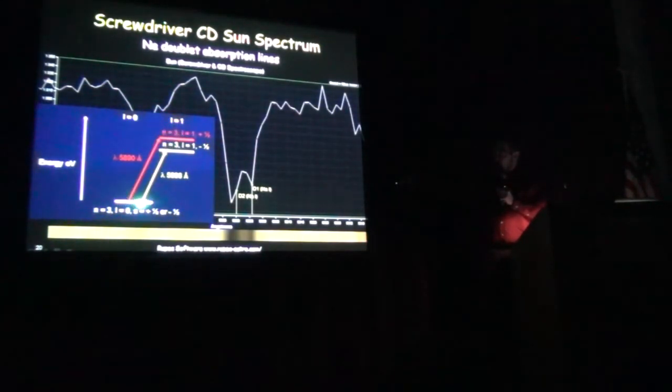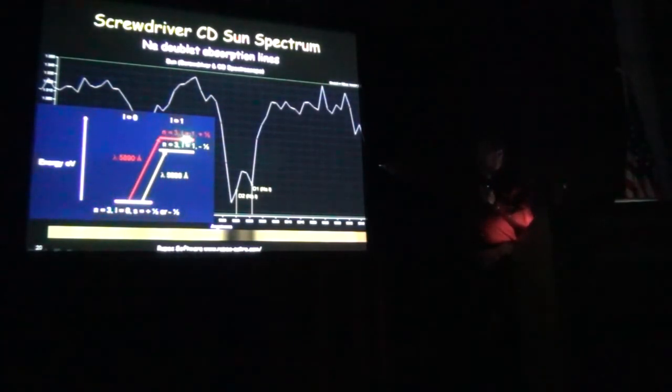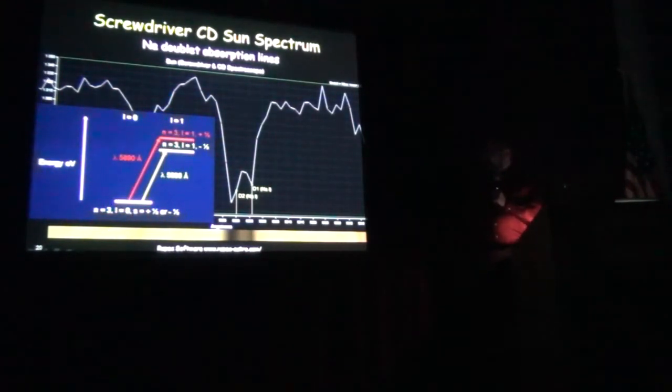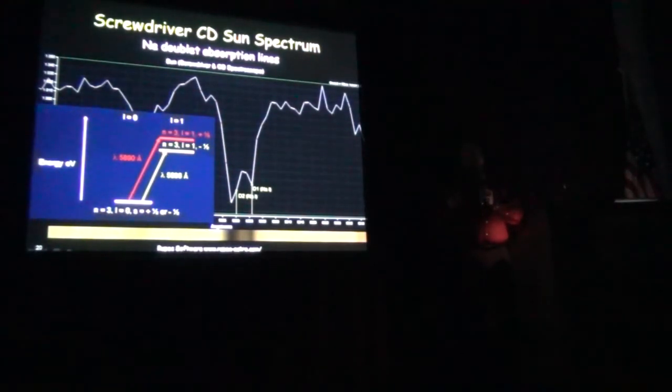So what it means is that the electron jumped from here up to this, and that is 5896 angstroms. Or if it jumped up here in red, we have 5890 angstroms. So literally 6 angstroms different. What's different in this is that the orbital momentum is exactly the same, but the electron is spinning what we'll call plus 1/2 or minus 1/2.